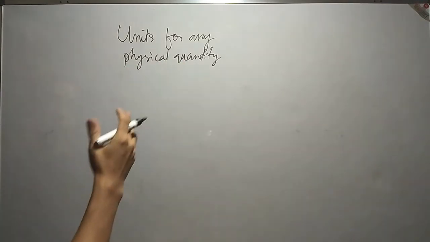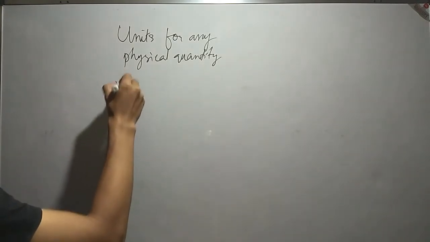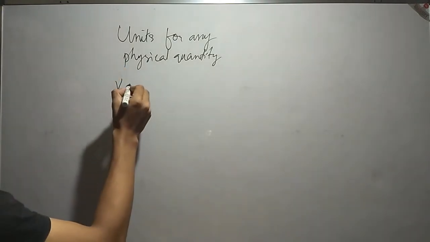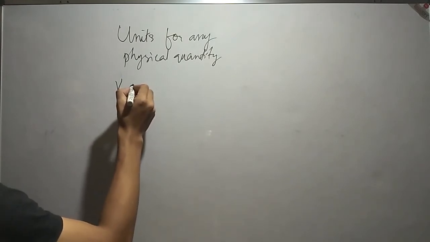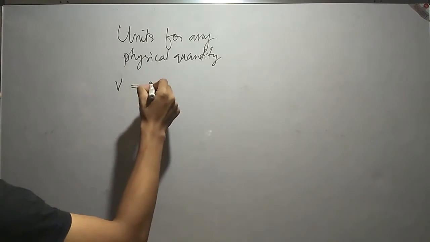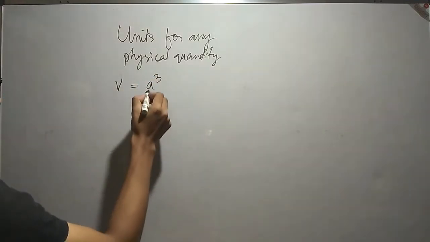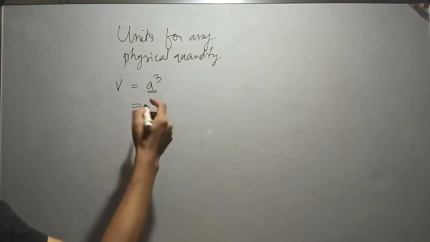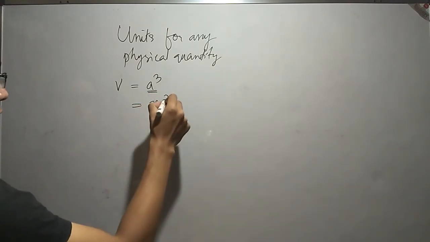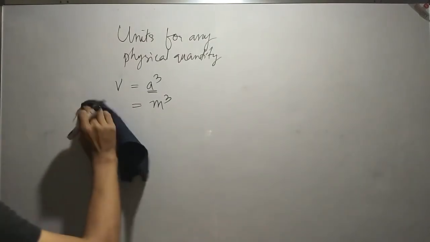So let's try with some of the physical quantities. Say volume. Suppose the volume of a cube, where this is the side. In terms of SI unit, it will be meter cube.